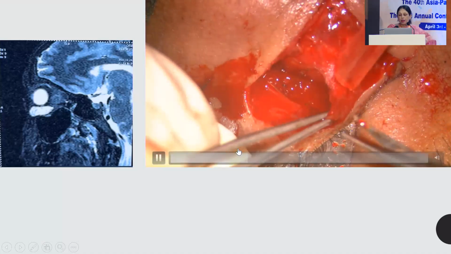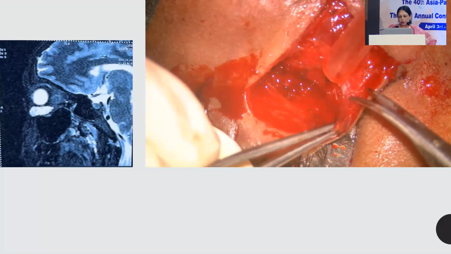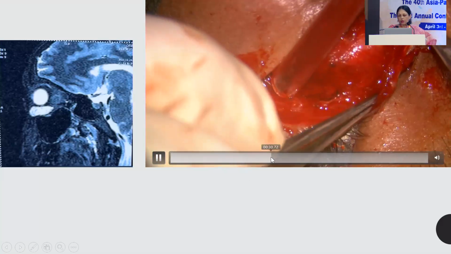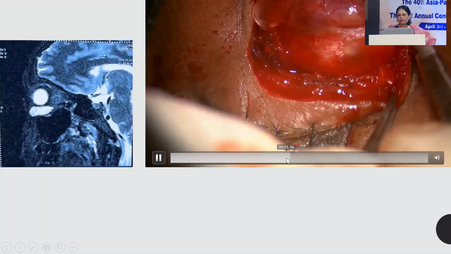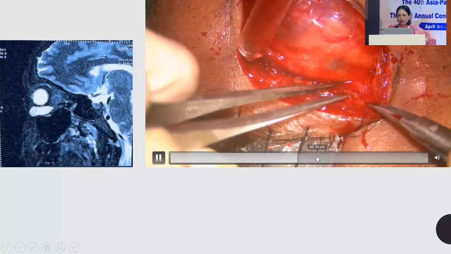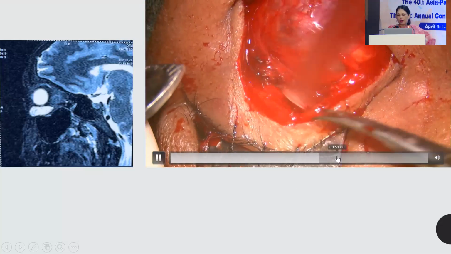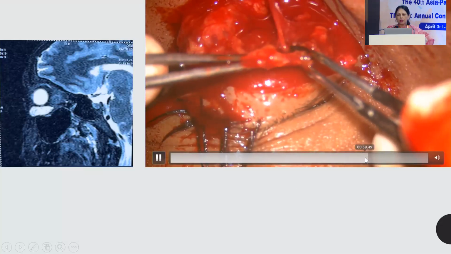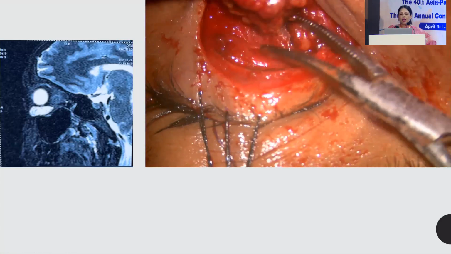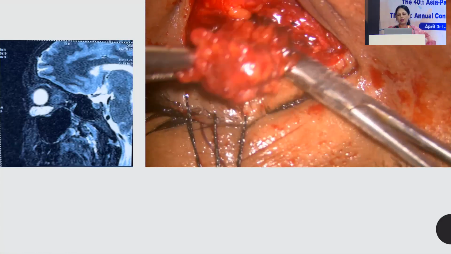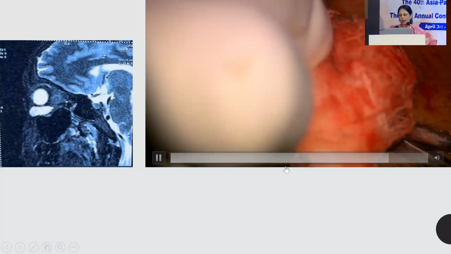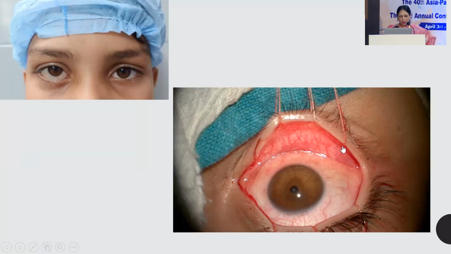A lid spatula has been used to push up the mass a little so that I get a good exposure, and then very carefully you just keep dissecting all the tissues around it, and you can remove this mass. And this mass was actually a combination of vascular tissue as well as orbital fat, and he did well. Now look at this girl, another young girl about 16-17 years old.